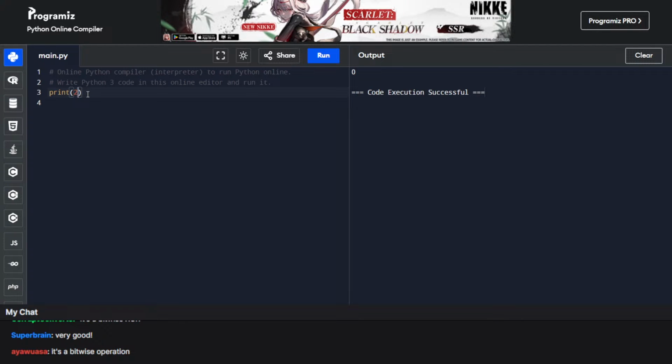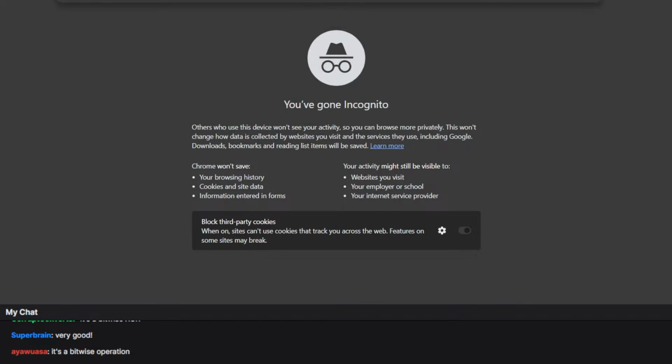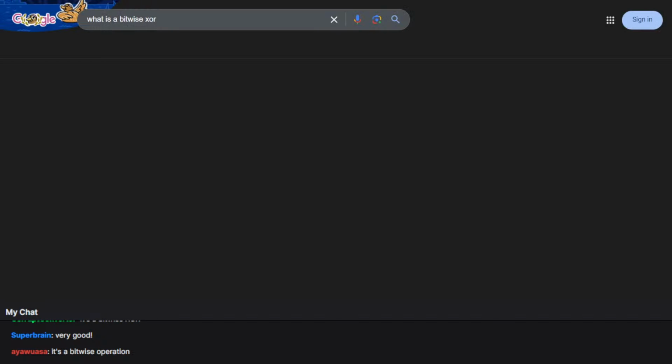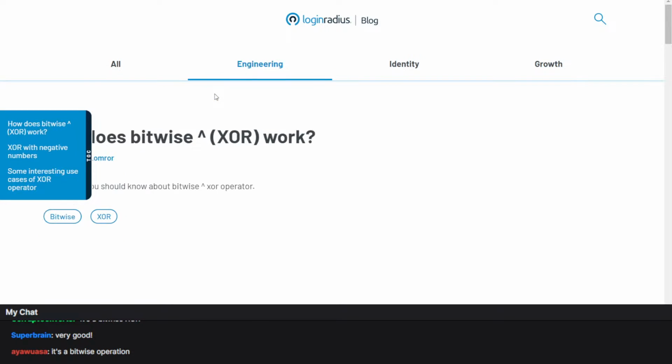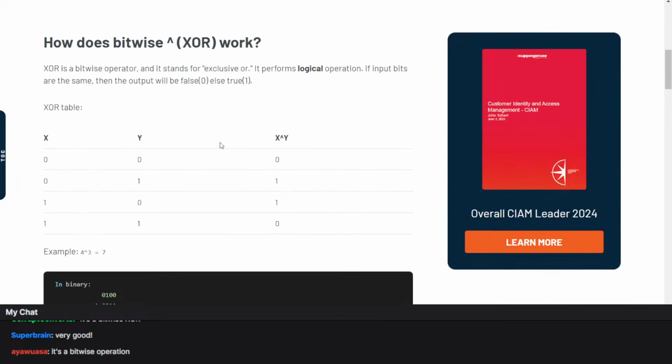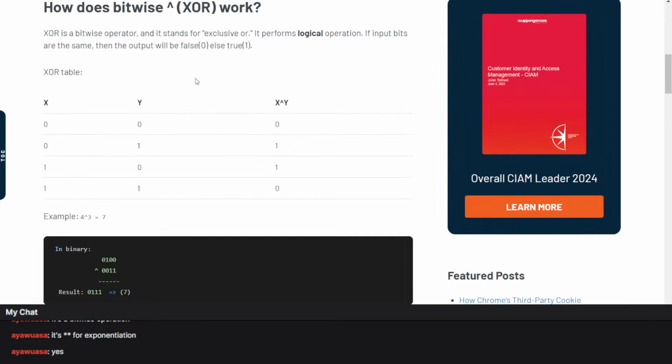What? I hate this so much. You knew, Aya? You knew the whole time? Oh, wait. Oh, it's not what I think it is. It's not like a raise to the power. How do you even do that in... Oh, it's like a... Okay. Ayaweza says it's for exponentiation.